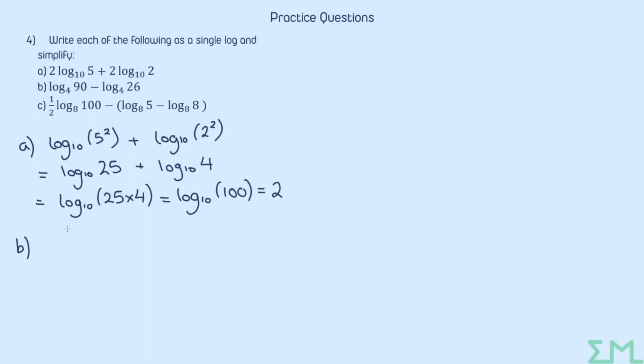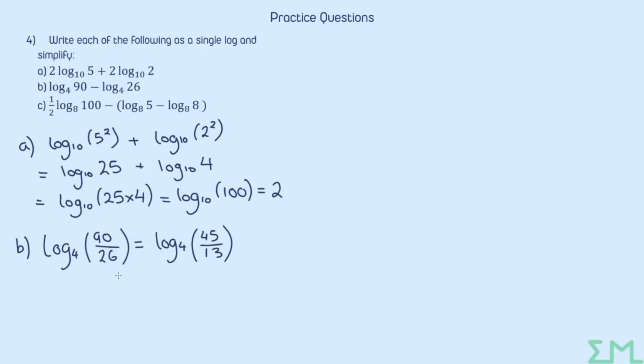Alright, part B. Log base 4 of 90 minus log base 4 of 26. Okay, so subtraction between logs results in a division inside the log. That's one of our laws. So we get log base 4 of 90 over 26. And with that, all we can really do is simplify down to 45 over 13. There's nothing more we can do there because 13 is a prime number.